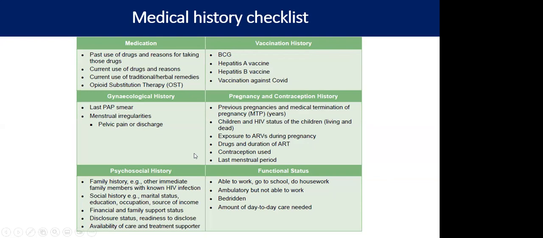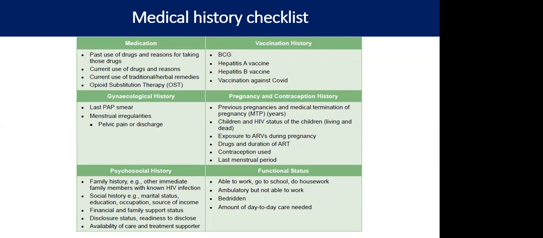Vaccination history in case of kids, BCG is very important, which is given usually at birth. In addition, hepatitis B vaccine is there. Hepatitis A vaccine is gradually being promoted in the country, but hepatitis B vaccine is now part of the universal vaccination program. And as we go through this pandemic, we need to remember the COVID vaccination is also important for PLHIV.